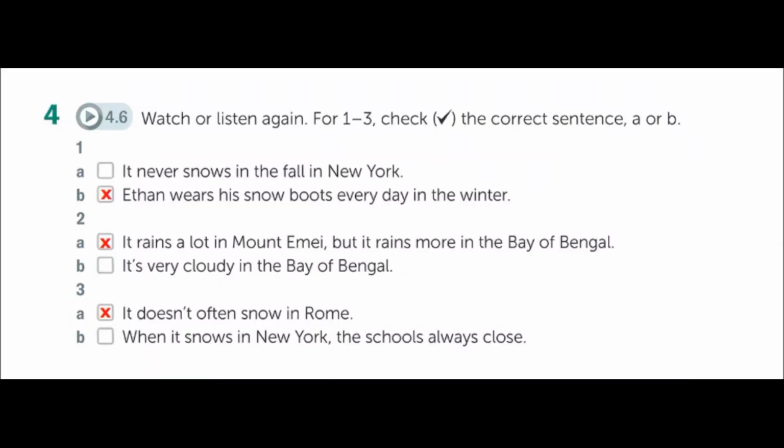The answer is letter A. It doesn't often snow in Rome. Remember, why not letter B? Because in letter B, it says that when it snows in New York, the schools always close. No, the schools only close when it's really bad weather. Remember that? So in letter A, it says that it doesn't often snow in Rome. When it snows in Rome, it is a snowstorm, right? And it doesn't happen very often. So it doesn't often snow in Rome. Letter A. Let's check the video about this.